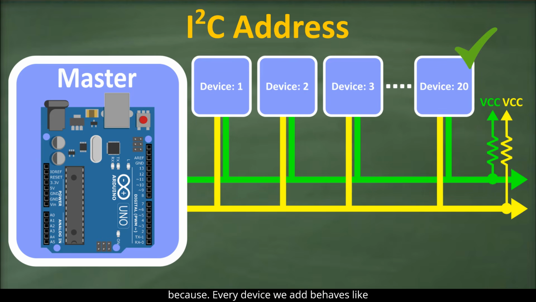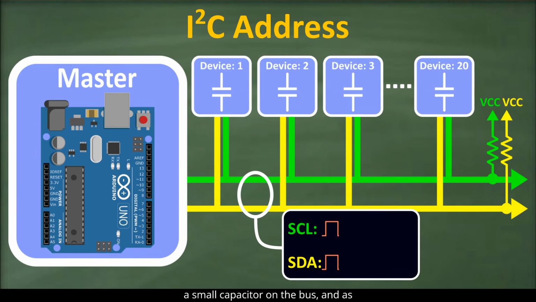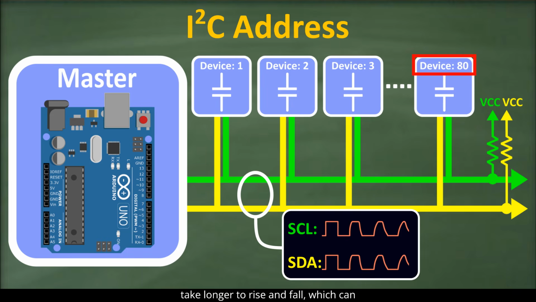That's because every device we add behaves like a small capacitor on the bus. And as the number of devices increases, the total capacitance increases, which causes the signals on the SDA and SCL lines to take longer to rise and fall, which can cause communication errors, especially at higher speeds.